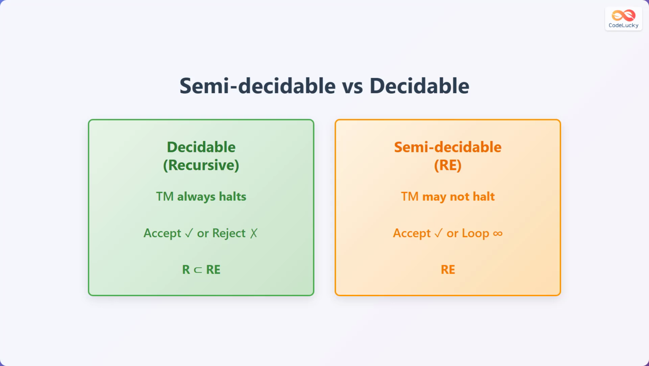It's important to distinguish between semi-decidable and decidable languages. For decidable languages, also known as recursive languages, the Turing machine always halts, either accepting or rejecting the input string. In contrast, for semi-decidable languages or RE languages, the Turing machine may not halt. It either accepts or loops indefinitely. Also, the set of recursive languages R is a subset of recursively enumerable languages, RE.